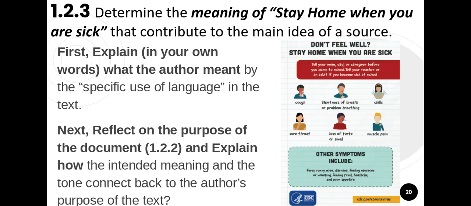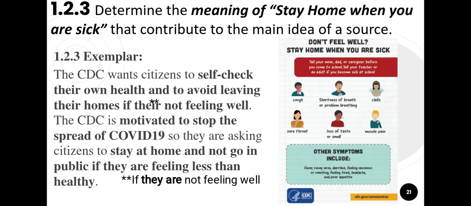All right, so the first thing I'm going to do is explain what the author means by the specific use of language. I want to remind you all that this is a super simple document that we're using for teaching purposes, but I need to think about, remember, always my purpose: why did the CDC make this poster at this time? So let's see where we go with that. So here is an example of what a 1, 2, 3 would look like. Just a quick reminder that an exemplar is an example that shows you if your answer on a test or an IF contains these parts, if you explained the meaning of the quote, and if you related the meaning of the quote back to the purpose of the text, then that's how you do a 1, 2, 1.